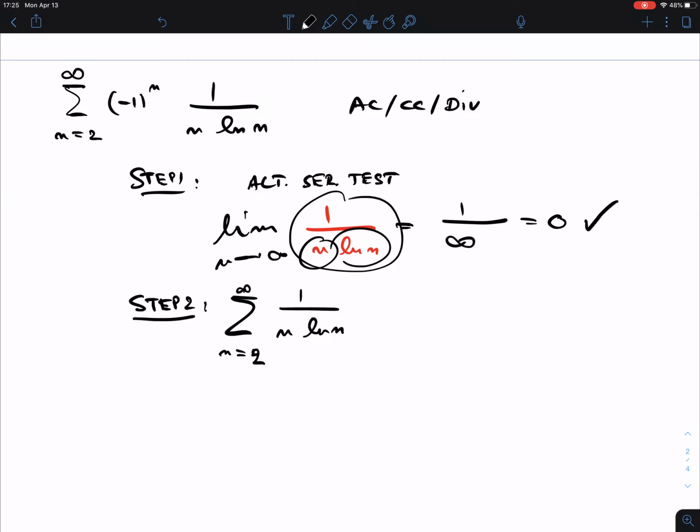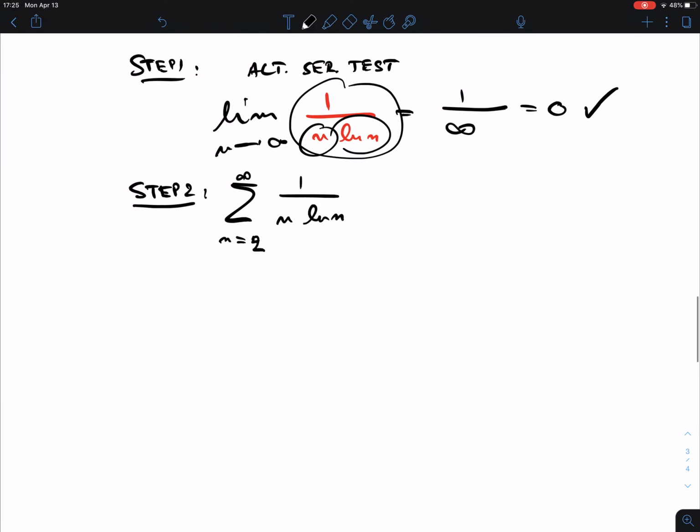So here what we can only do is the integral test. So I'm going to use the integral test. What does it mean? It means that I have to look at this as a function. I can write the function down. So that is the integral of 1 over x ln x dx, and then go from 2 to infinity.